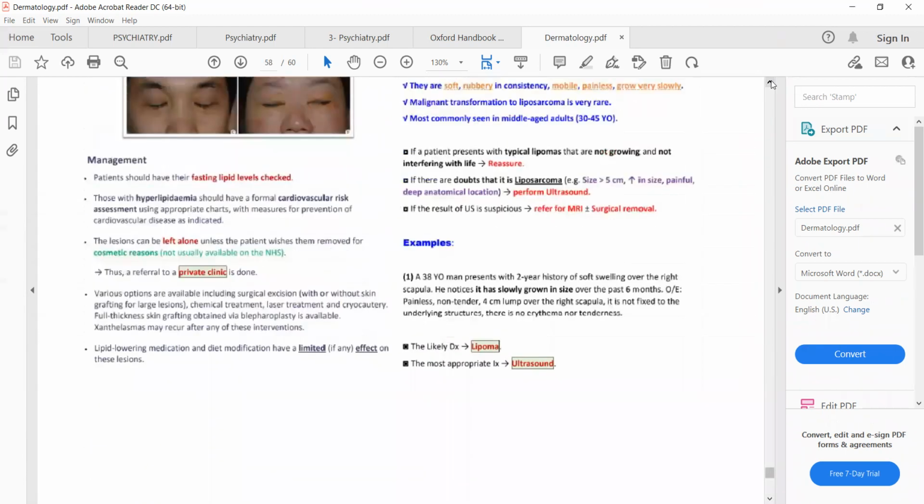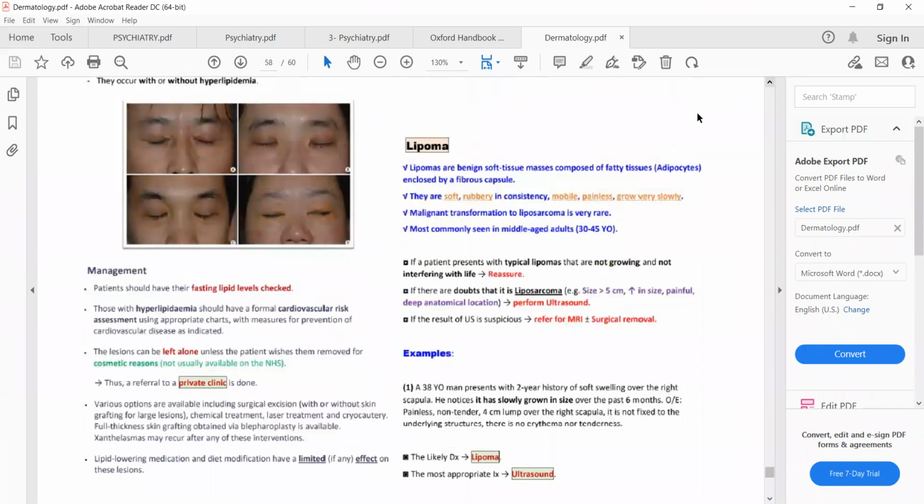The last topic is lipoma. Lipoma is basically a benign soft tissue mass of adipocytes. They are soft and rubbery, mobile, painless, and grow very slowly. So with soft, mobile, rubbery masses that grow slowly, you will suspect lipoma. Remember that malignant transformation of lipoma to liposarcoma can also occur, but it is very rare. If a patient presents with typical lipomas that are not growing or slowly growing and not interfering with life, then you will reassure the patient.